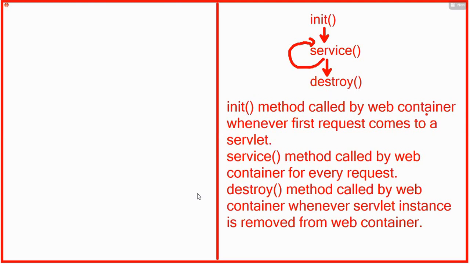The init method is called by the web container whenever the first request comes to a servlet. When the first request comes, then only the init method is called. The service method is called by the web container for every request. For every request, service is called. The destroy method is called whenever the servlet instance is removed from the web container. If the servlet object is removed from the server, then it is called. When is the servlet instance removed, I'll give notes.